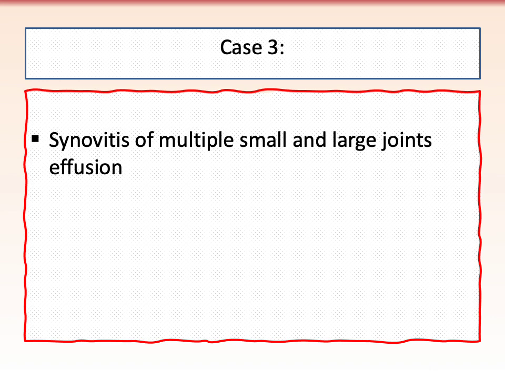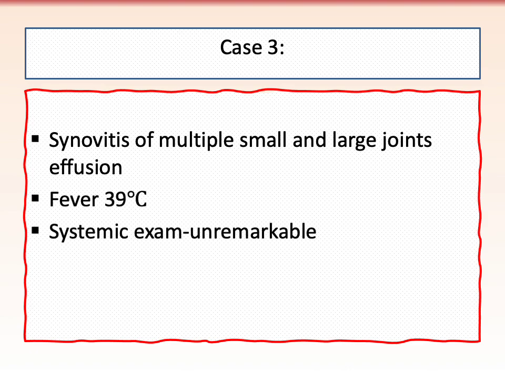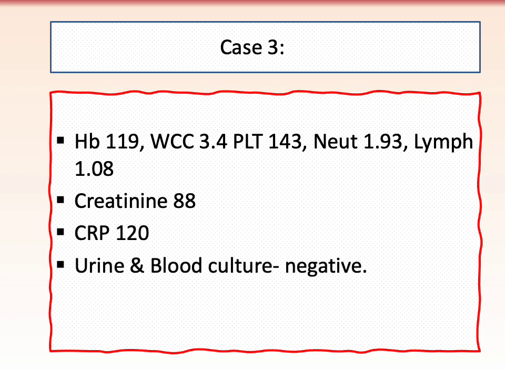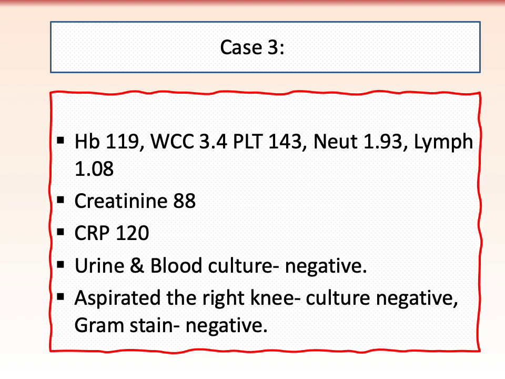On examination, there was synovitis of the multiple small and large joints with effusion. Fever was 39. Systemic examination unremarkable. Investigation revealed that white cell count, platelet counts were slightly low. Creatinine was 88. CRP was elevated at 120. Urine and blood culture were negative.